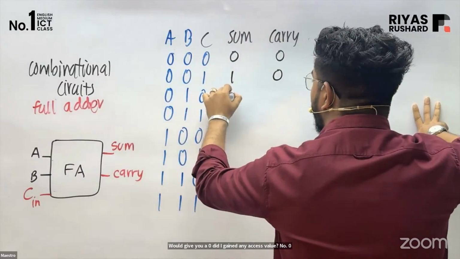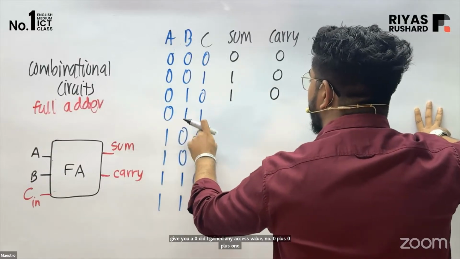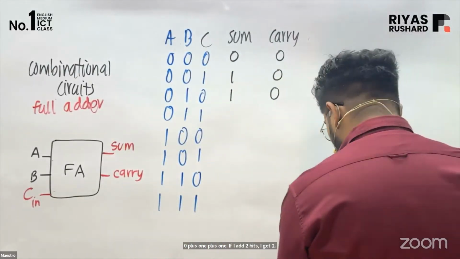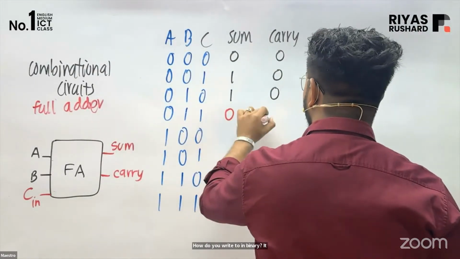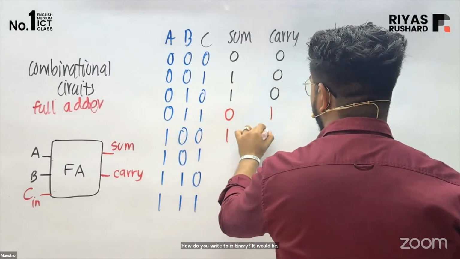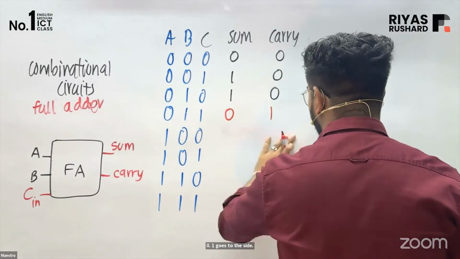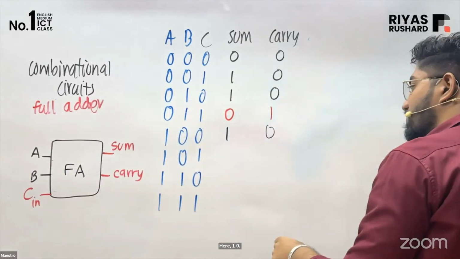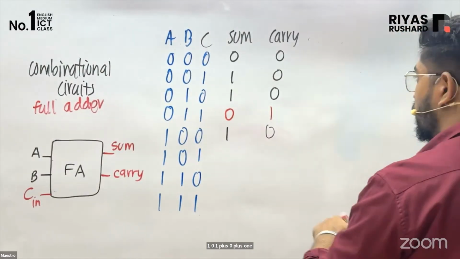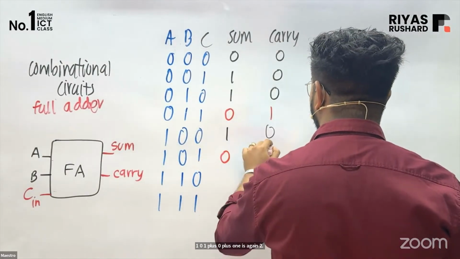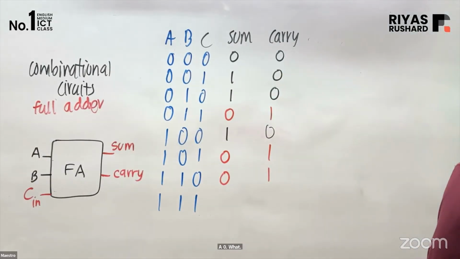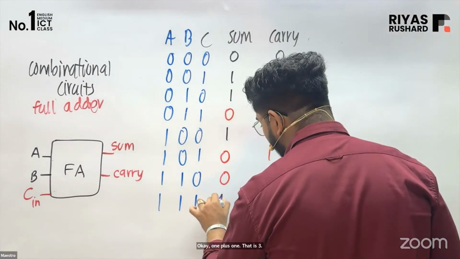0 plus 1 plus 0. 0 plus 1 plus 1. If I add two bits, I get 2. How do you write 2 in binary? It would be 0, and 1 goes to the side. Here, 1, 0. 1 plus 0 plus 1 is again 2. We write the summation 0, excess value 1. What is 1 plus 1 plus 1? That is 3. How do you write 3? 1 and 1.